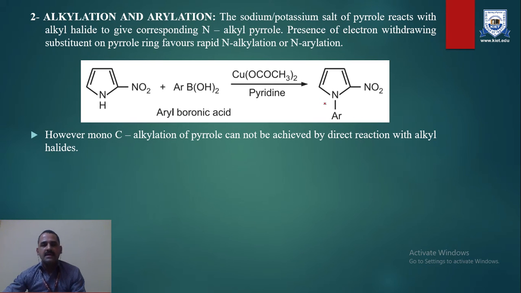Other reactions are alkylation and arylation reactions. The sodium-potassium salt of pyrrole reacts with alkyl halide to give the corresponding N-alkyl pyrrole, in the presence of an electron withdrawing substituent on the pyrrole. So basically, if an electron withdrawing substituent like the nitro group is present over here, then the molecule will undergo the alkylation and arylation reaction. N substituted products are generally formed over here. You can see the aryl group is now present at nitrogen. It is N substituted pyrrole.